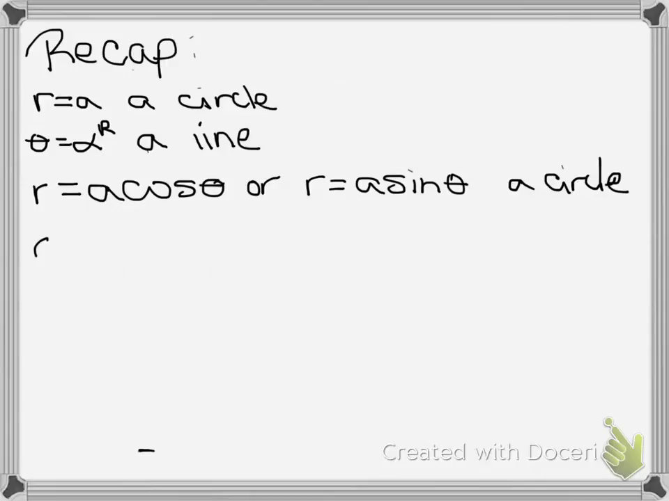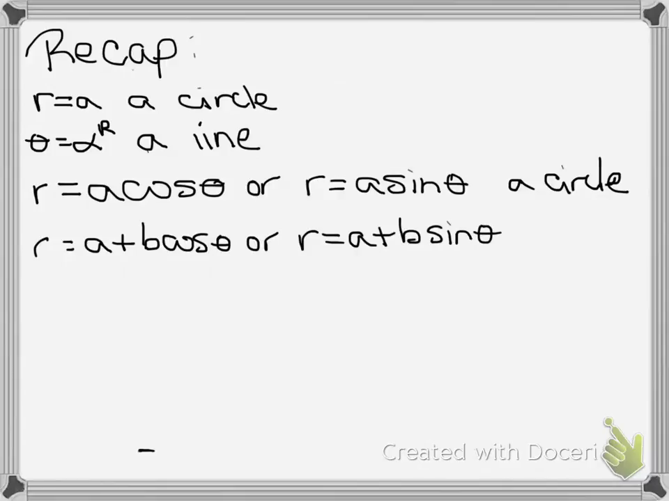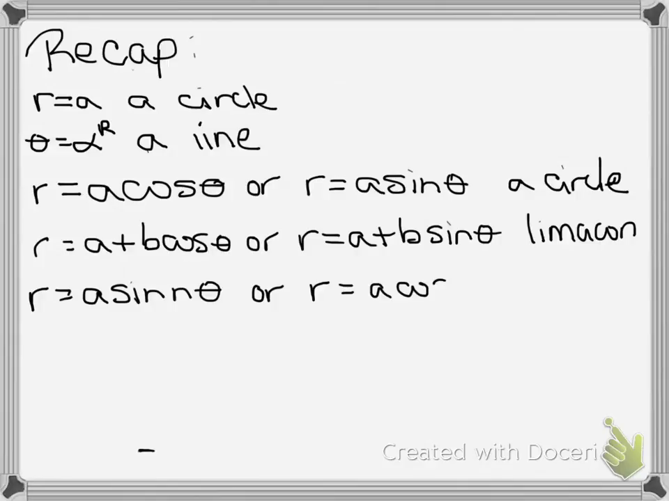And then today we talked about r equals a plus b cosine theta, or r equals a plus b sine theta, and this was a limacon, and they were special because if a equals b, that created the cardioid. A less than b created which one? Well, if you need to, flip back in your notes, and a less than b was the inner loop, but a greater than b was the dimple. And then last but not least, we had r equals a sine n theta, or r equals a cosine n theta, and those were our roses.